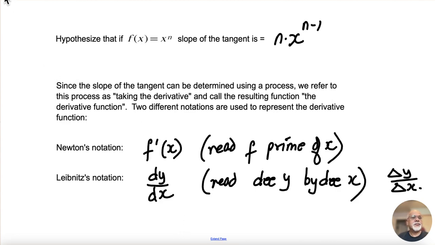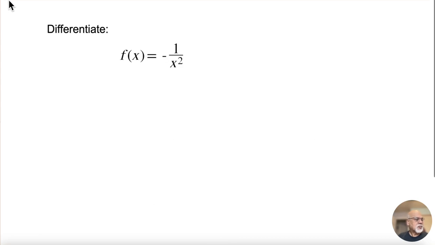Now, the verb is differentiate, not derivate, even though the result is called the derivative function. The verb is the word differentiate.